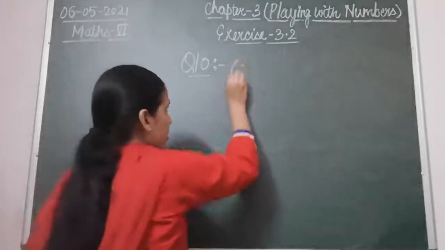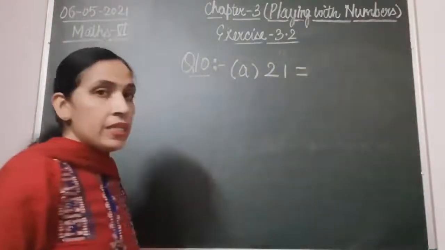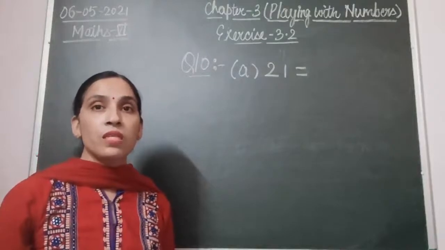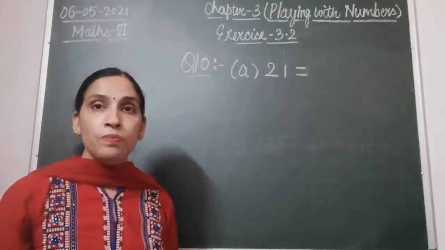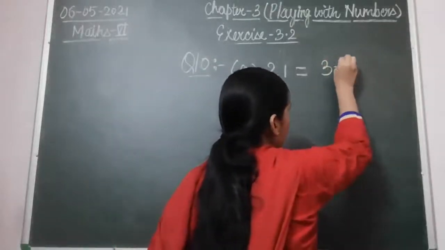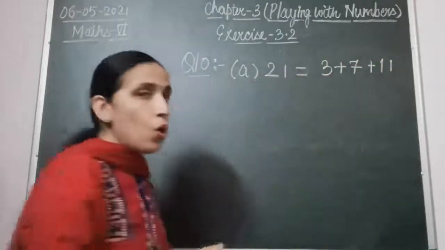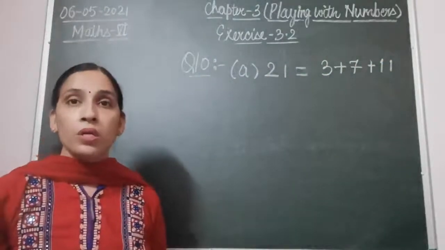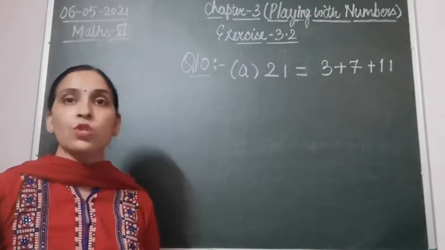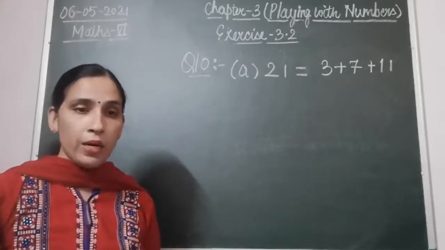So let's take the first one. The first one is 21. We can write the solution in many ways. How? We can add 3 plus 7 plus 11, and all these three are odd primes. 3 is an odd prime, 7 is an odd prime, 11 is an odd prime. And the sum of these three odd primes is 21.